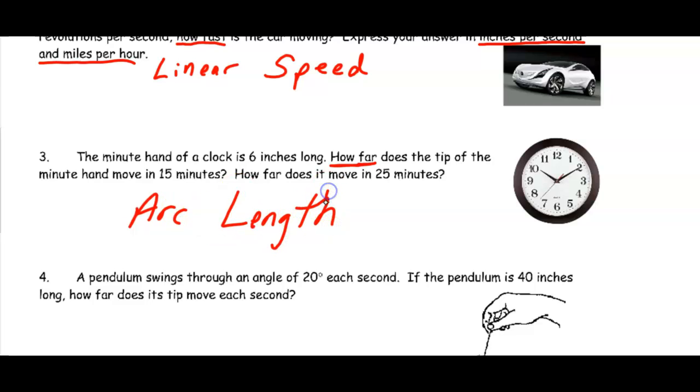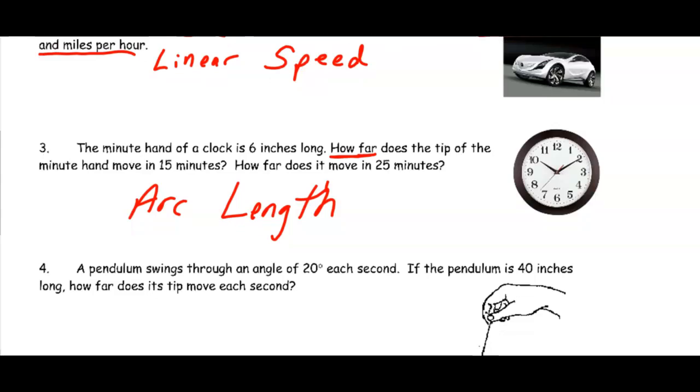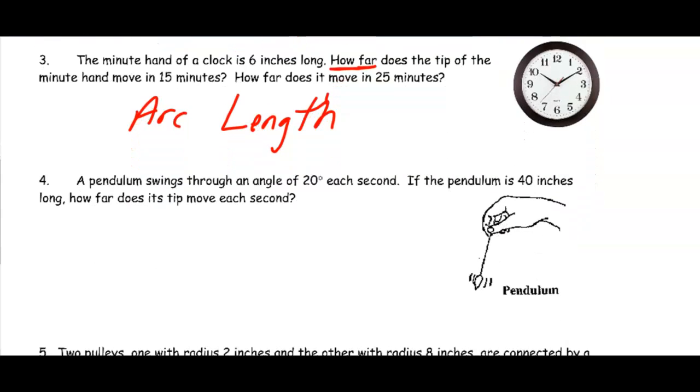And then we did one of the arc length word problems on those worksheets we did last week that had a clock on it. I think it was like how far did it move in like 35 minutes or something like that. So you should be able to refer back to that problem. And then this one here, the pendulum is swinging. How far does the tip move? So this again, this is just arc length.